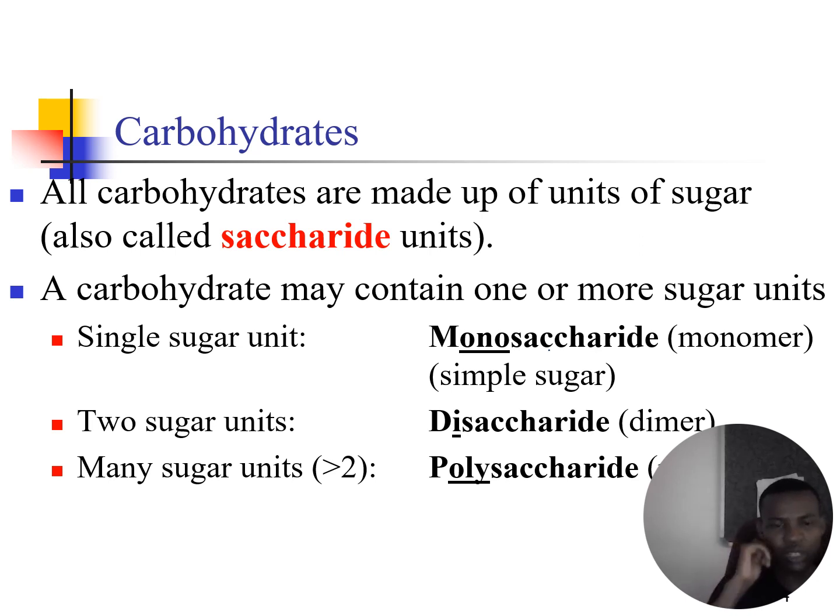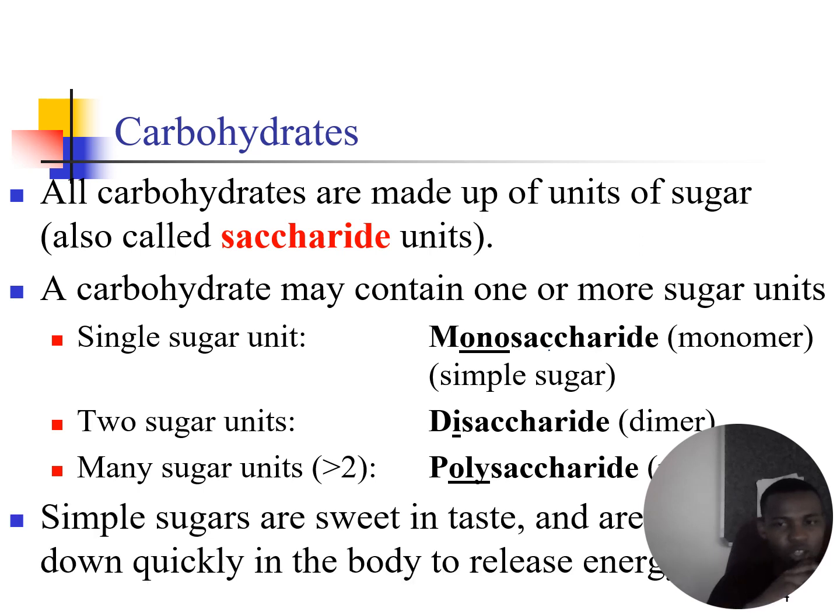You're going to have many sugar units in the polysaccharide. So we can say that simple sugars are so sweet in taste. Why? Because they are so simple, they are absorbed quickly. Therefore, the body uses them to release energy.